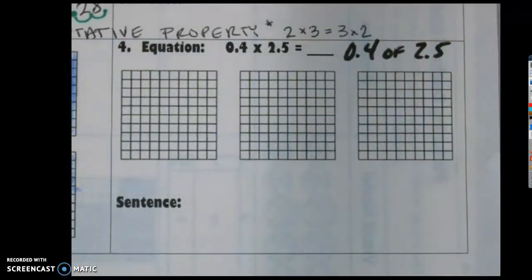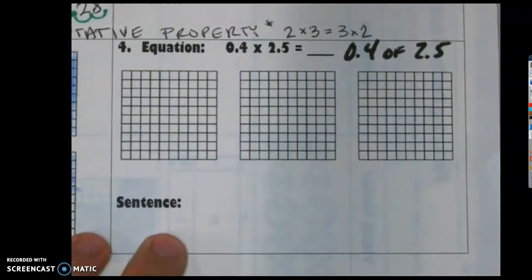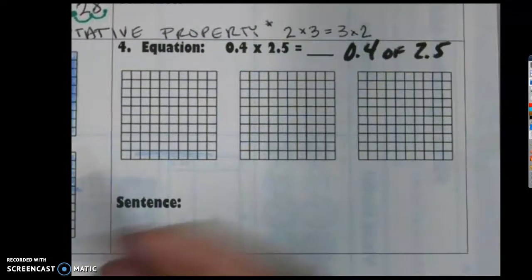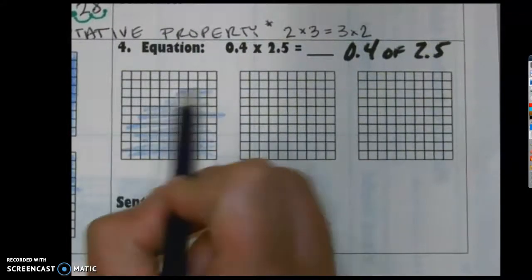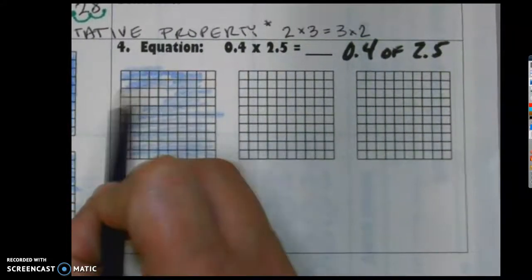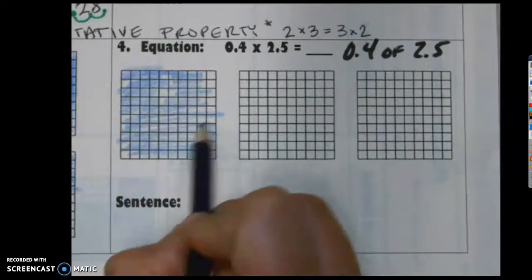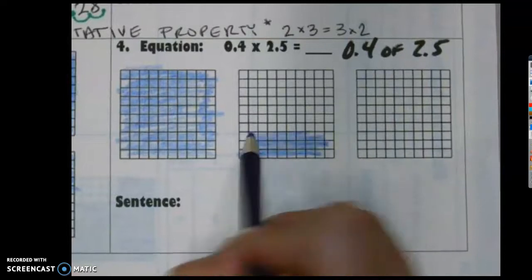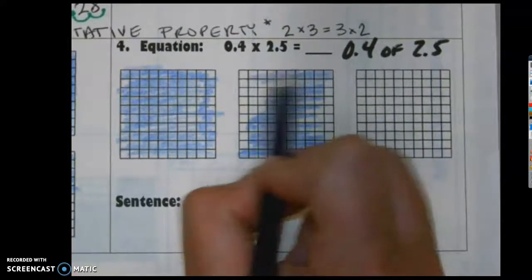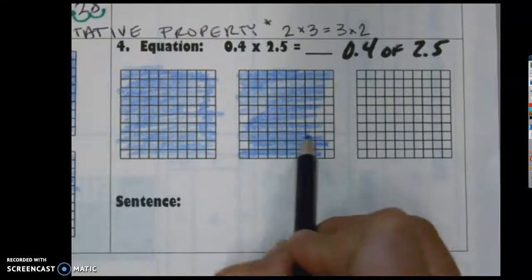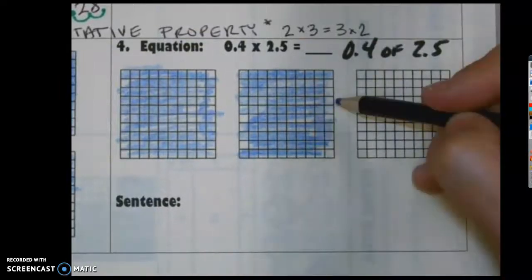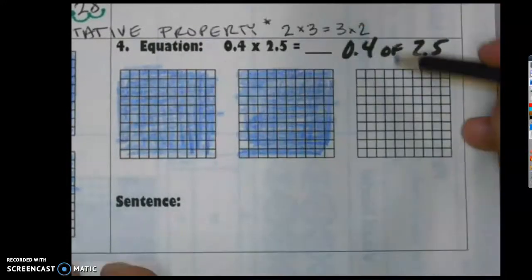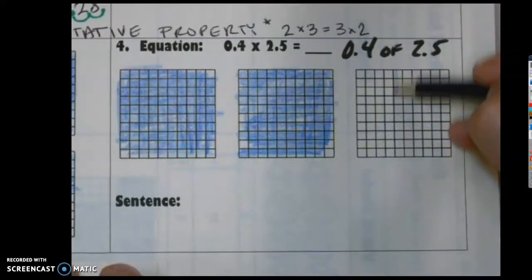Take your first color, hold it up in the air. Huzzah, I'm the only one. All right. I'm going to shade in what? 2 wholes plus, I'm going to go a little faster because on my recording I only have a couple minutes left. So 2 wholes, and then I got to do 5/10, right? All right. And then my 5/10, 1, 2, 3, 4, 5.